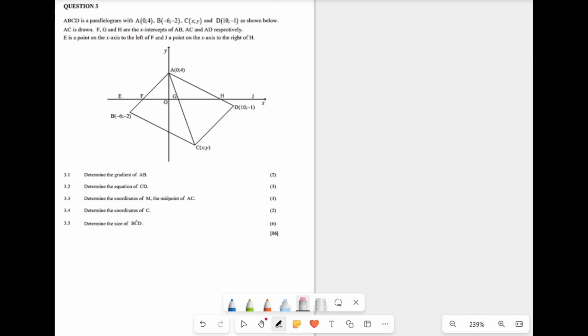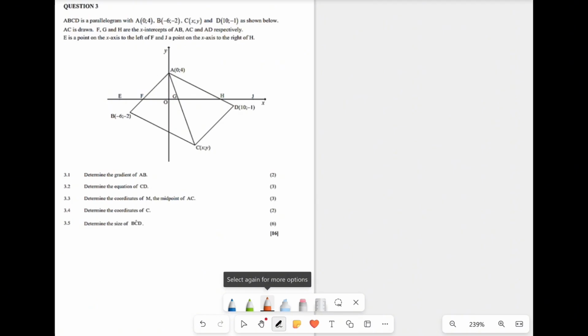F, G, and H are x-intercepts. So remember, at the x-intercept, Y coordinate is always equal to 0. At the x-intercept, so that means here at F, we know the Y value. Here at G, we know the Y value. Here at H, we know the Y value. The Y value will be 0. E is the point on the x-axis to the left of F, and J is the point on the x-axis to the right of H.